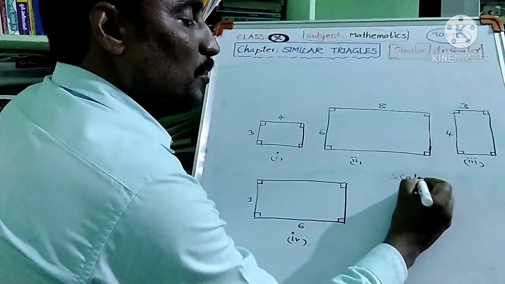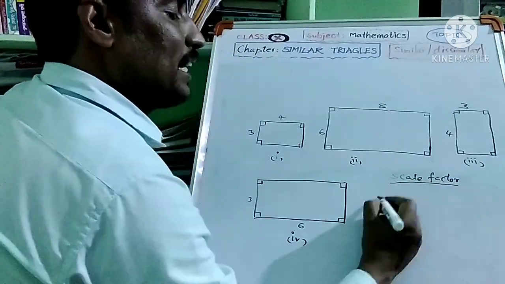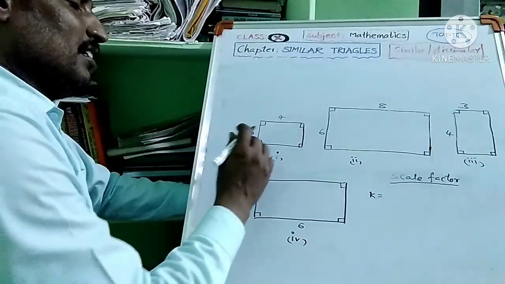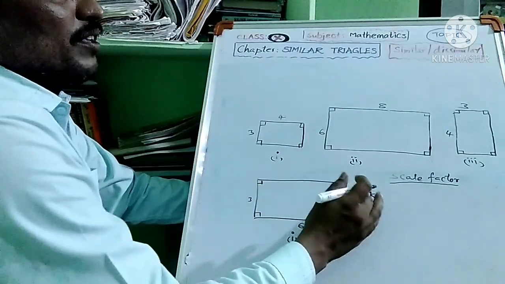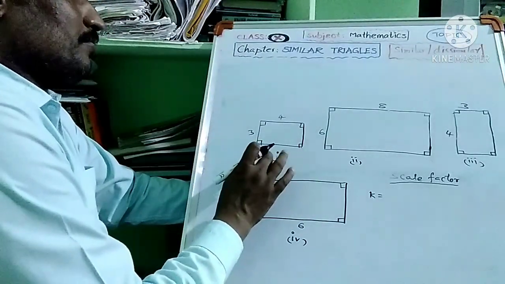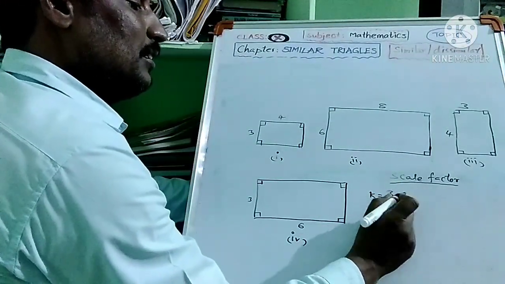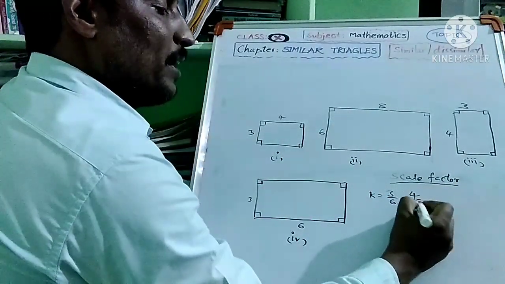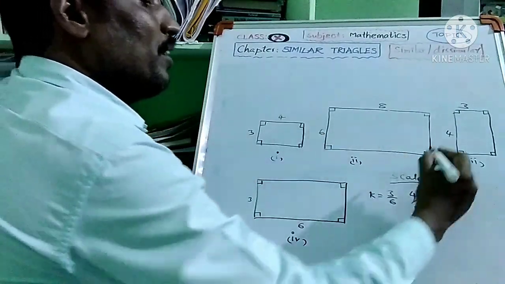Here we have to observe the scale factor. Suppose the scale factor is to be taken as K. Now observe the K for these two triangles. By observing the K value, we can say whether these two figures are similar or not. Here you see, 3 is this much, 6 is this much: 3 by 6. And the second one, 4 and this is 8: 4 by 8. Next, 3 and 6: 3 by 6. And 4 and 8: 4 by 8.